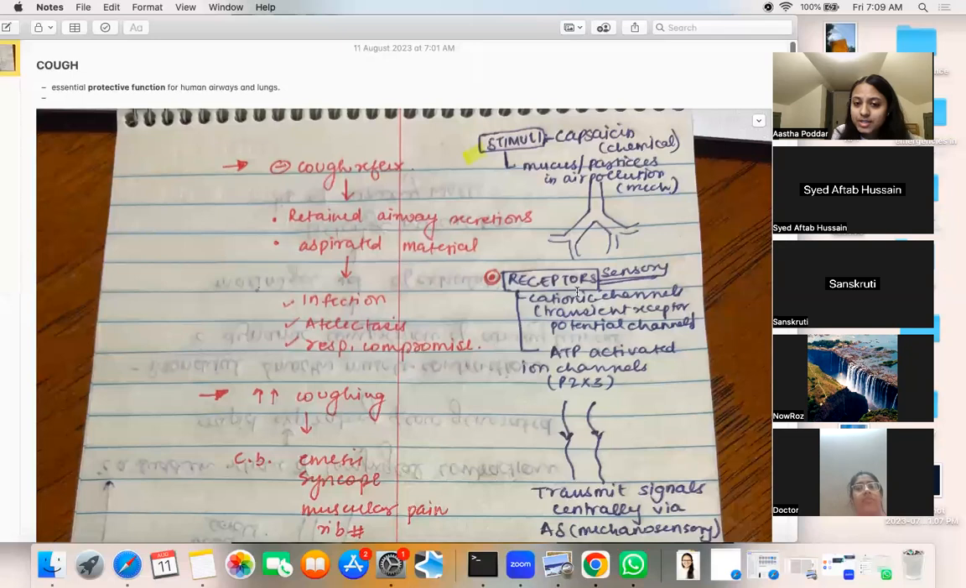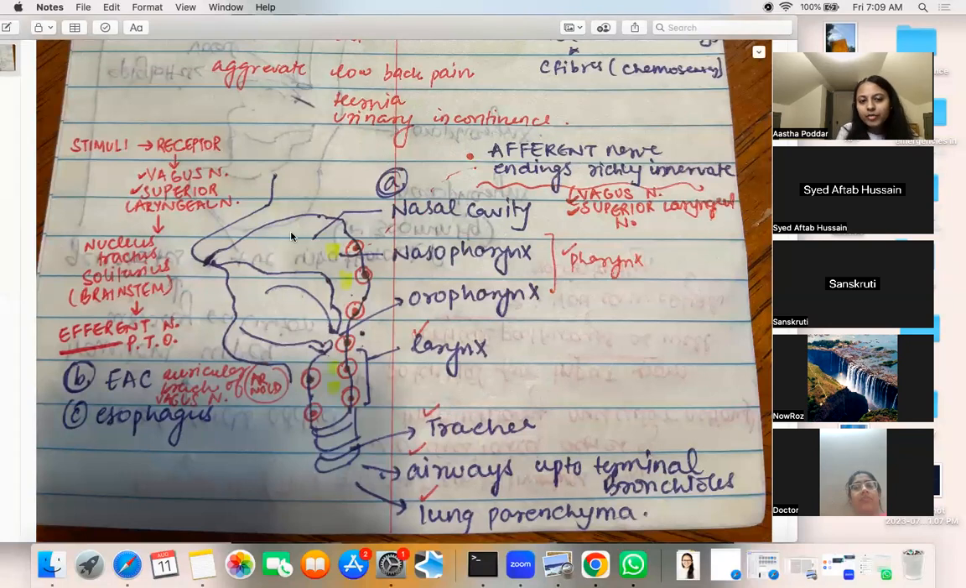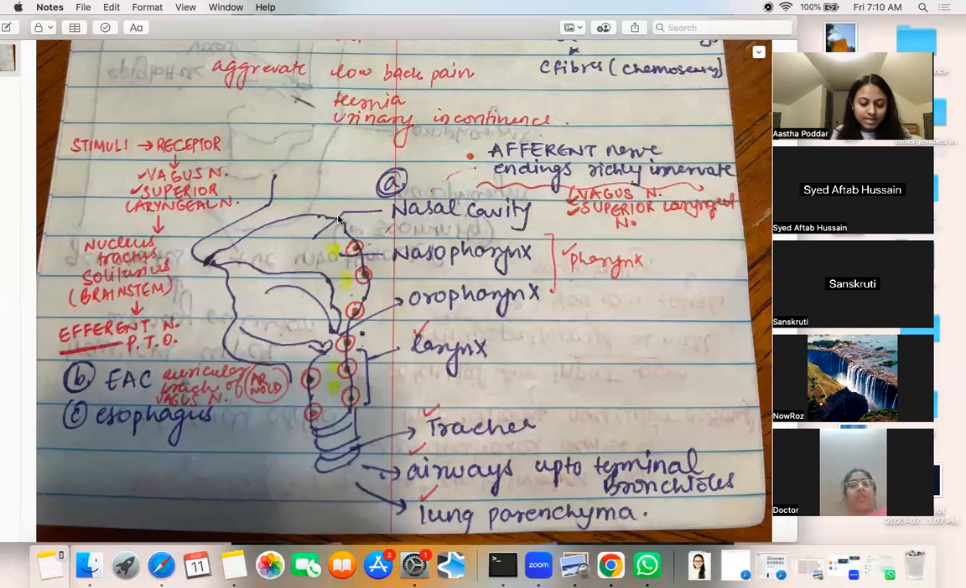As you can see in this diagram, this is your nasal cavity, then nasopharynx, oropharynx, larynx, trachea, and then you can imagine the rest of the bronchial tree below that. Whenever this yellow thing, which represents the stimuli, is activated, it activates these receptors, and when it activates these receptors, the cough reflex is triggered. Now, does anyone know what kind of receptors are there for sensing these stimuli?